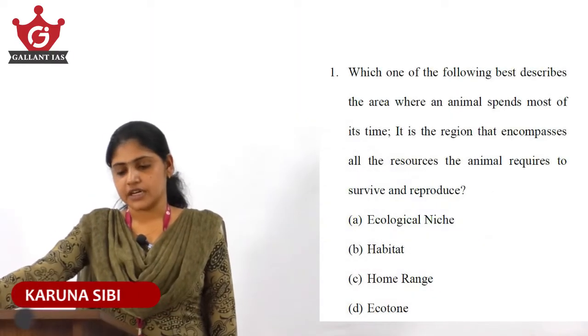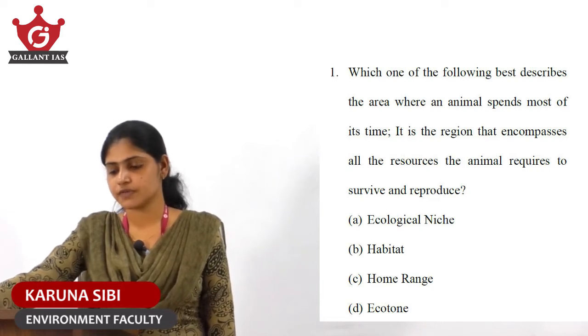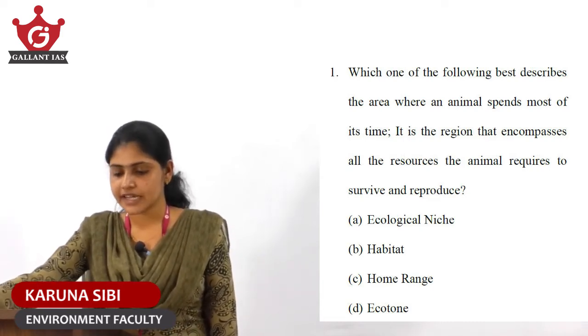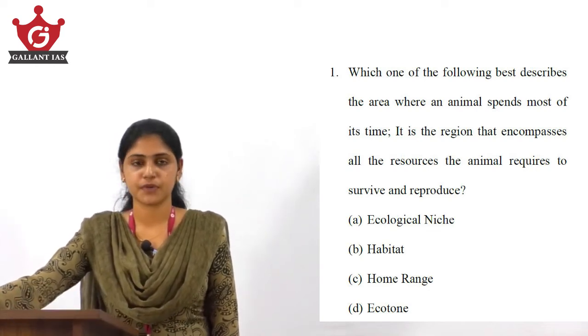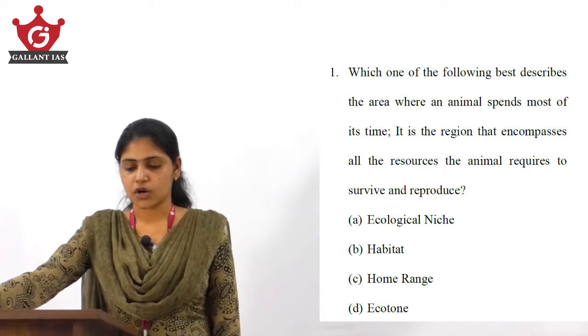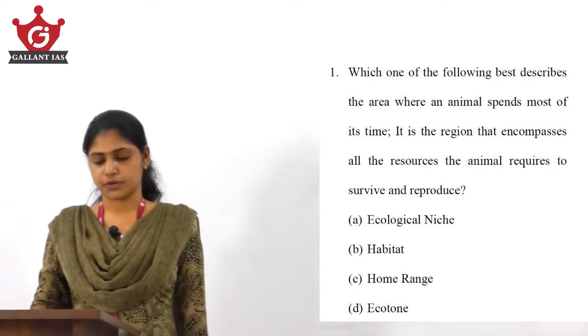See the first question. Which one of the following best describes the area where an animal spends most of its time? The region that encompasses all the resources the animal requires to survive and reproduce. Option A, ecological niche. B, habitat. C, home range. D, ecotone.